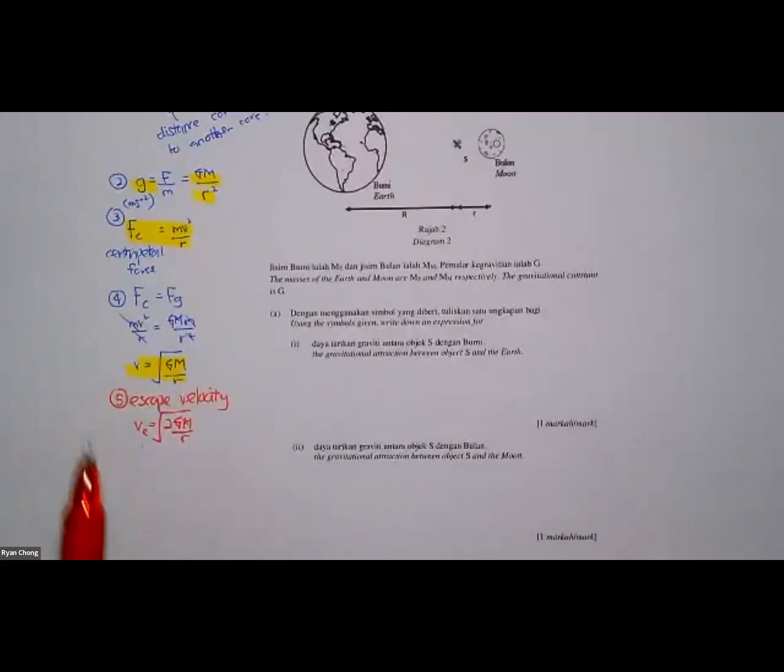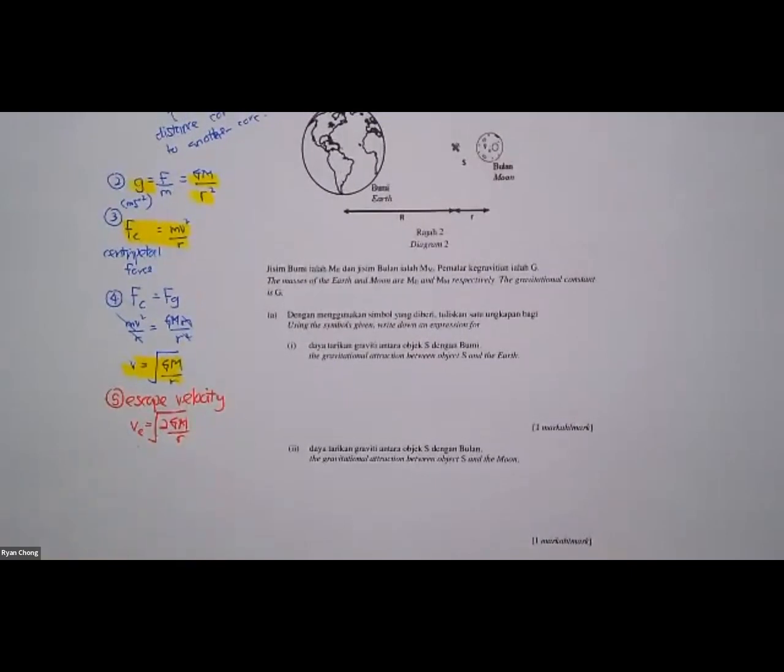That is the formula. So how do you remember these two formulas? Very simple. Escape velocity means you have to get out from the orbit, so you need very high speed. That's why I got the 2 here. So this is the way I get the formula differently.